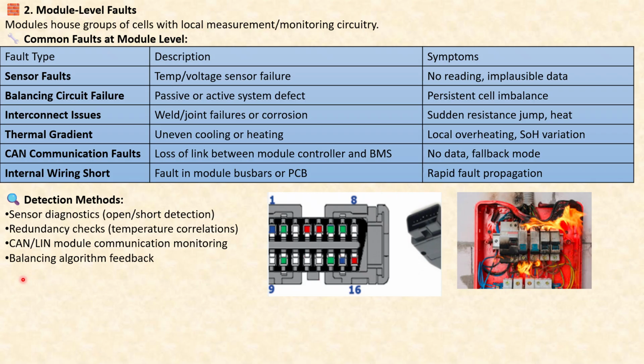Now, what are the various types of detection methods? The first method is sensor diagnostics, open and short detection. Second is redundancy check, the temperature correlations. Third is CAN and LIN module communication monitoring. And fourth is balancing algorithm feedback. All right, these are the various detection methods by which module level faults are detected.